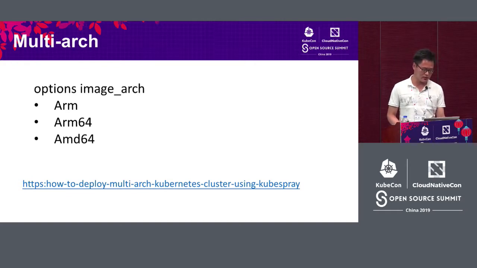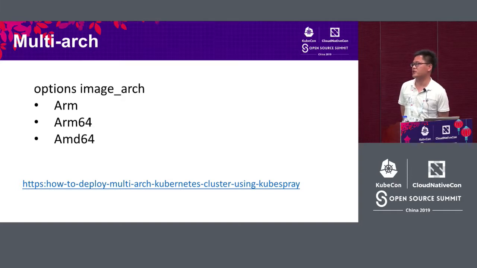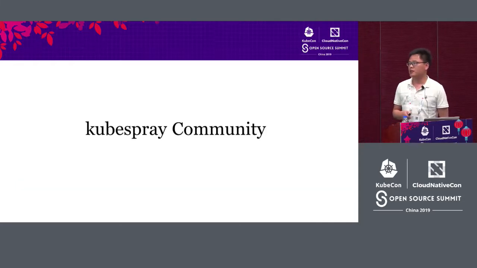A multi-architecture deployment. You can choose ARM64 or AMD64 for deployment. If a plugin doesn't support ARM64 or AMD64, well, Flannel should support ARM and ARM64. So you can try it yourself using this link.